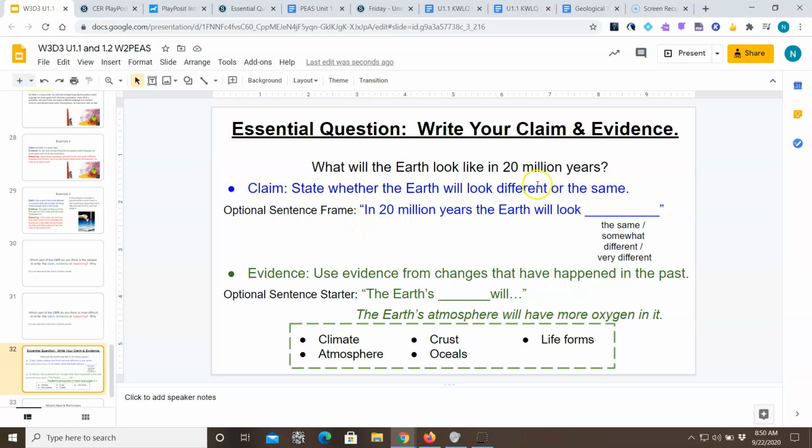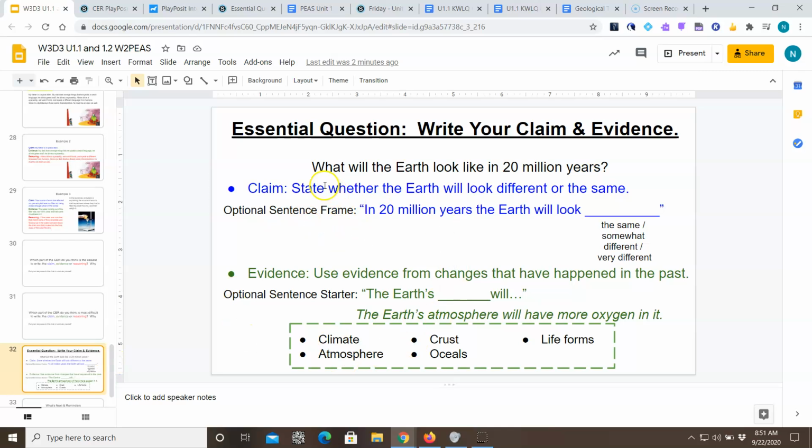This is an optional sentence frame, by the way. You do not need to use a sentence frame, but it gives you a sense of what that will look like. For the evidence part, you can use this sentence starter. So for the evidence, you're going back to what you learned about the history of the Earth. So all that stuff we went over earlier. And you can consider each of these things and talk about how you think they would change. For example, if you were looking at the atmosphere, you could say the Earth's atmosphere will have more oxygen in it. So that would be your evidence. In 20 million years, the Earth's atmosphere will have more oxygen in it.